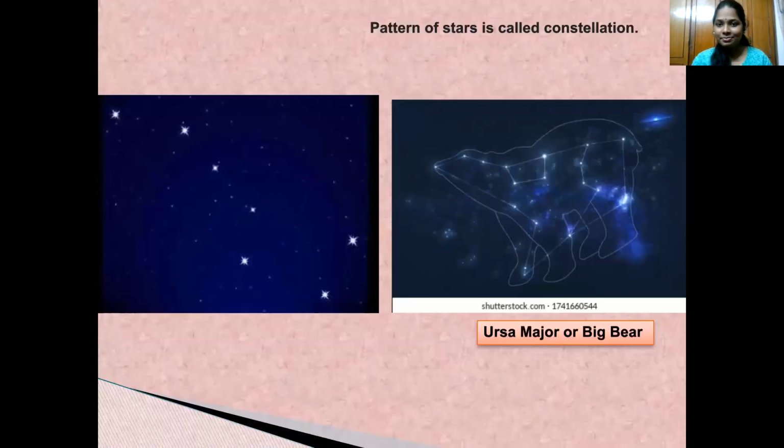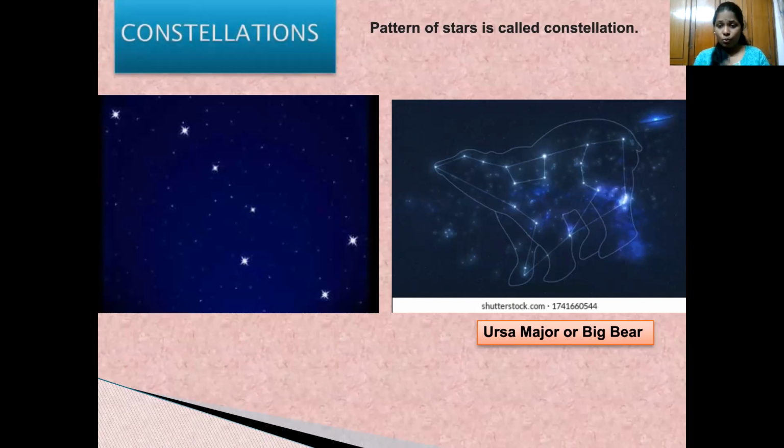Clear? Okay. When we look at the sky, we can see that there are groups of stars, and they form a pattern. There are certain patterns which we have identified and named, like this is Ursa Major or the Big Bear. By connecting the stars, we make a bear-like shape, right? All these are patterns that stars form, and such a pattern is known as a constellation, right?